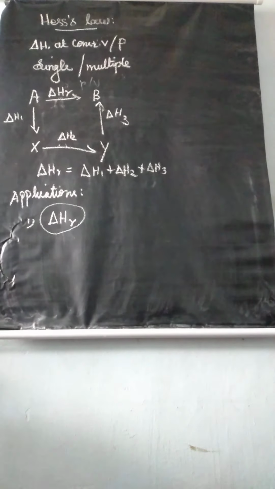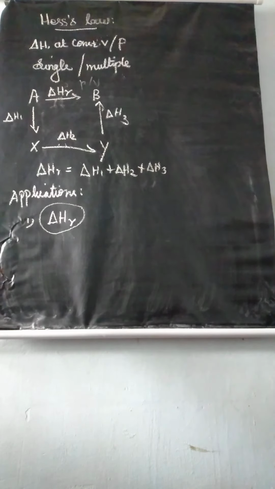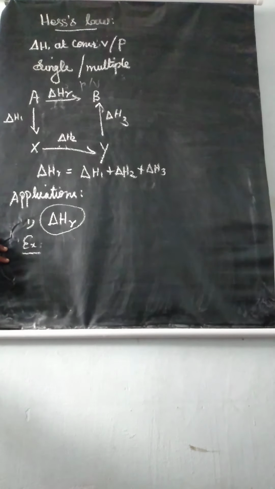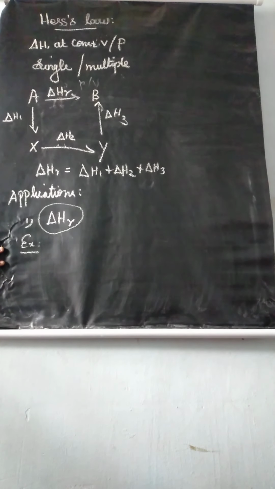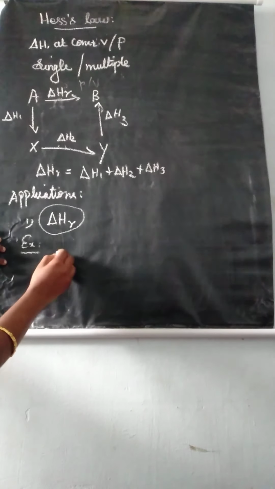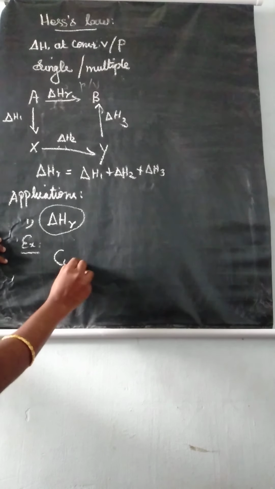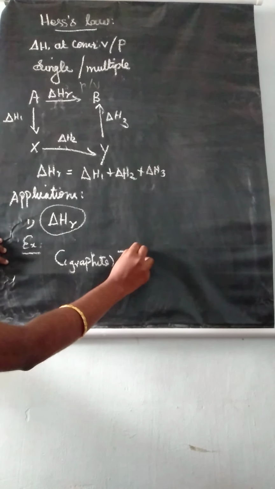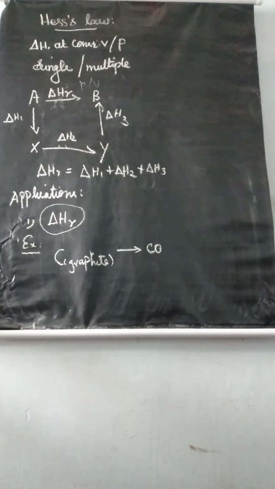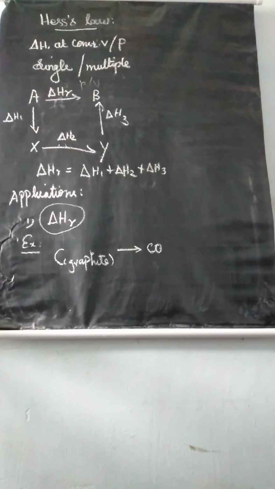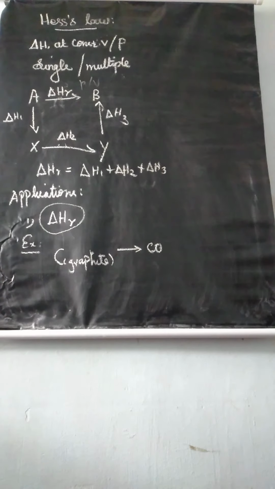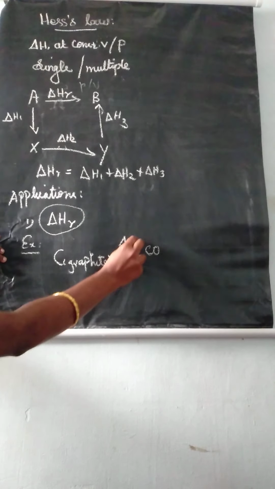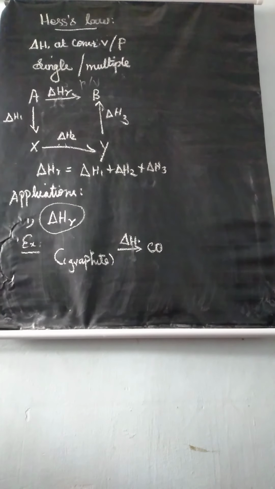So how do we calculate this? This calculation is difficult, so you consider a simple example. Combustion of graphite. Combustion means burning, you know. This graphite burns to form the product carbon monoxide. Just to calculate this heat of combustion value.